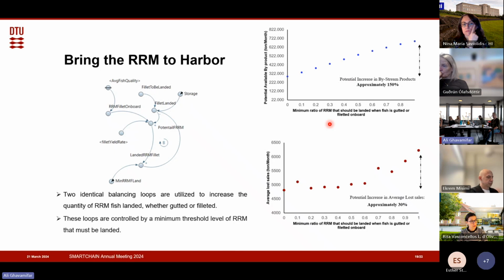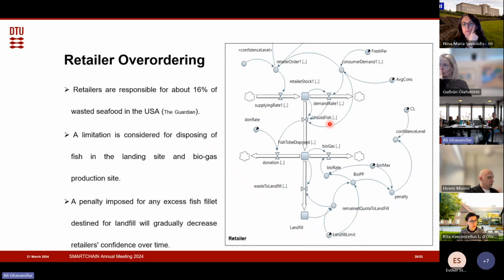Then finally, we have the last scenario that we considered, to avoid retailer over-ordering. According to The Guardian, the retailers are responsible for about 16% of wasted seafood in the USA, and I think it could be the same in Europe. So we assume that the unsold fish in the retailer port could be donated or could be sent to the landfill site or biogas production site. But we consider the landfill limit, a limitation for the unsold fish that could be sent to the landfill site or to the biogas production site.